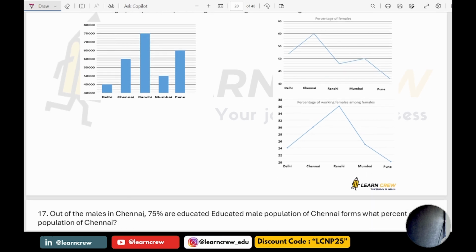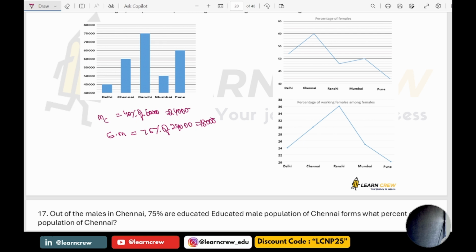Out of the males in Chennai, number of males, it is given as females. In Chennai, females are 60%. So males are how much? 40%. So 40% of 60,000, which is 24,000. And what is given? 75% are educated male population. So 75% of 24,000 is 18,000.